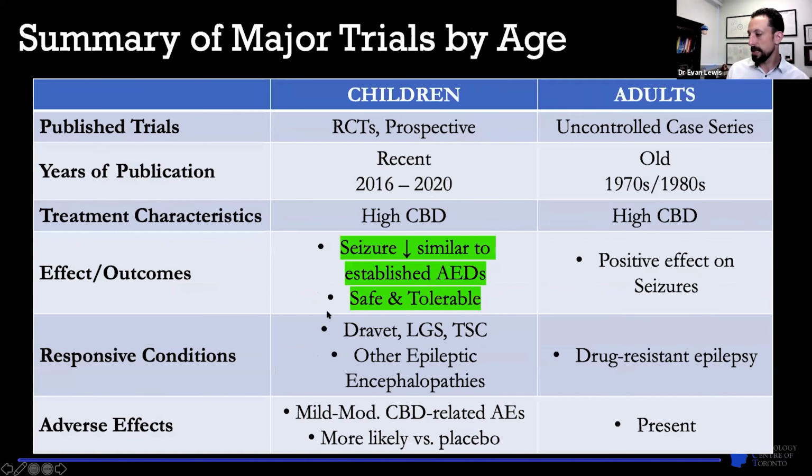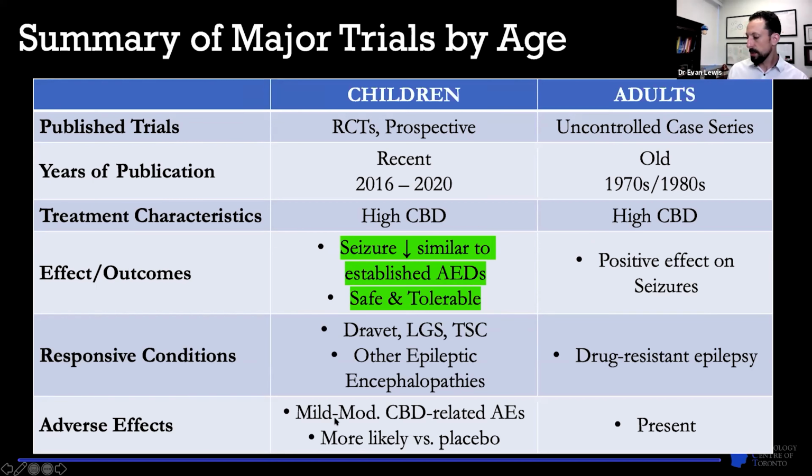mainly, if we summarize this stuff, we can see they were mainly done in children, they were mainly recent, and here is your general results. The seizures in these patients, who were quite complex epilepsy patients, so again, I didn't mention that, but the population was patients that had drug-resistant epilepsy with syndromes such as Dravet syndrome, Lennox-Gastaut syndrome, so these are syndromes with a lot of seizures. It looked like when we treated these children, more or less, the seizures were reduced at the same rate of the established anti-epileptic drugs. And more importantly, it was safe and it was tolerable in this population.